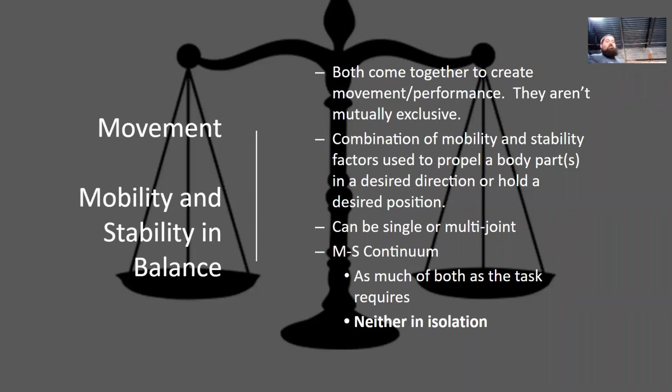Combination of mobility and stability factors used to propel a body part in a desired direction or hold a desired position. It can be single or multi-joint. So if we're talking about some bodybuilding stuff, right? The very first time you do an overhead tricep extension, you might not know where that dumbbell is. If you do a squat the first time, ask any of them when I put them in a position they're not used to. Ask Heather right now. I've got her in a wide stance and she's used to being in here. She has no idea where half of her body is. So it just creates this instability just because of that multi-joint feedback that they can't understand.